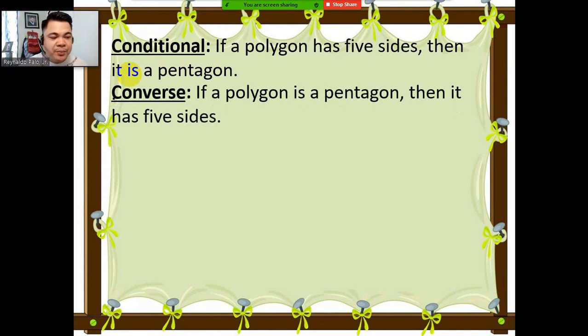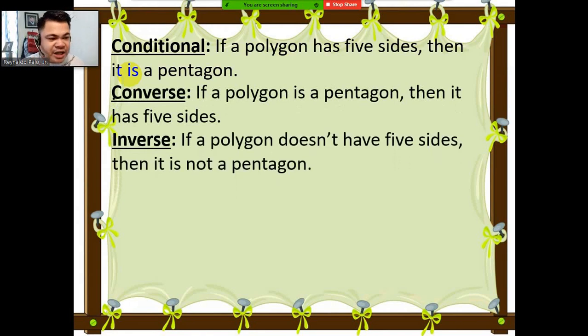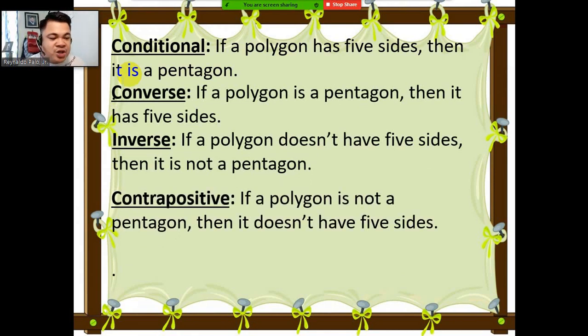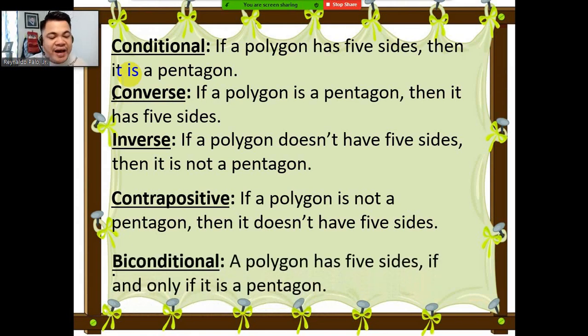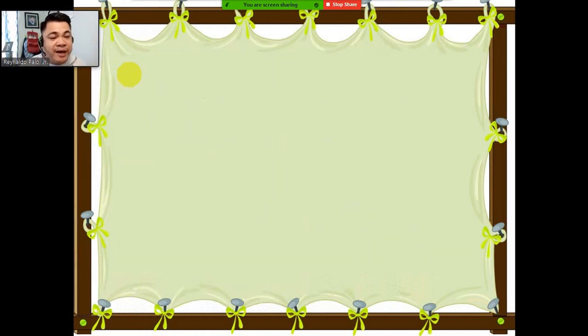Next, conditional: if a polygon has 5 sides, then it is a pentagon. Converse: if a polygon is a pentagon, then it has 5 sides. Both statements are true because a polygon with 5 sides is what we call a pentagon. The inverse, we will negate: if a polygon doesn't have 5 sides, then it is not a pentagon. Contrapositive, negate and interchange: if a polygon is not a pentagon, then it doesn't have 5 sides. Finally, since the conditional and converse are both true statements, we can write it: a polygon has 5 sides if and only if it is a pentagon.